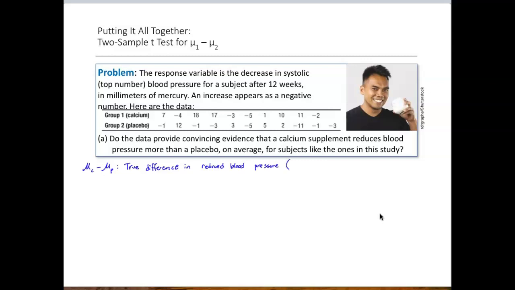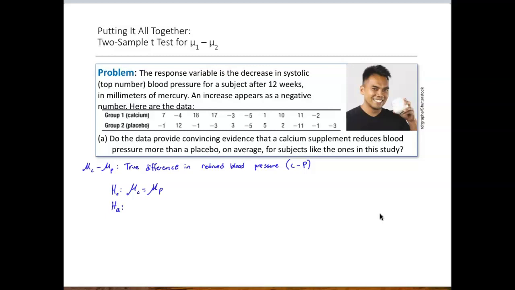And I'm just doing it in the order of calcium minus placebo, right? All right, so our null hypothesis is easy enough, right? That would be that there is no difference. So mu c equals mu p. Here's where we're going to have to work together to crunch this.